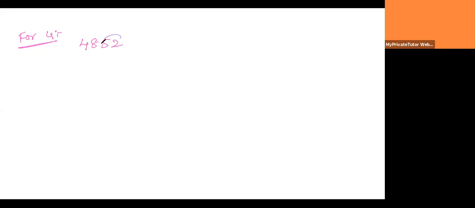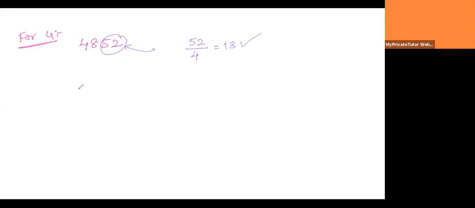We just need to pick the last 2 digits of a number, which is 52. Then we need to check whether this is divisible by 4 or not. If 52 is divisible by 4, then the original number is also divisible by 4. So let's see. 52 is divisible, isn't it? 4 ones are 4 and 4 thirteens are 52. So the original number, 4852, is also divisible by 4.